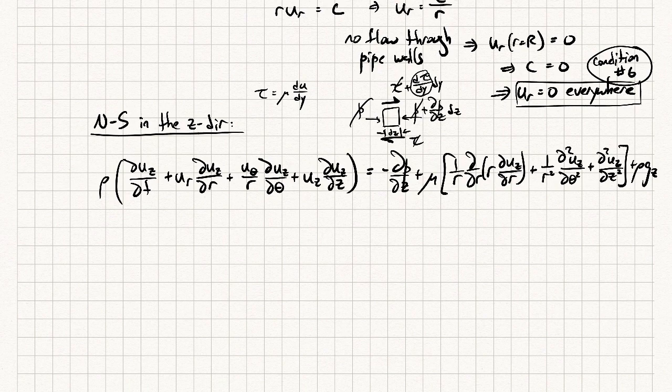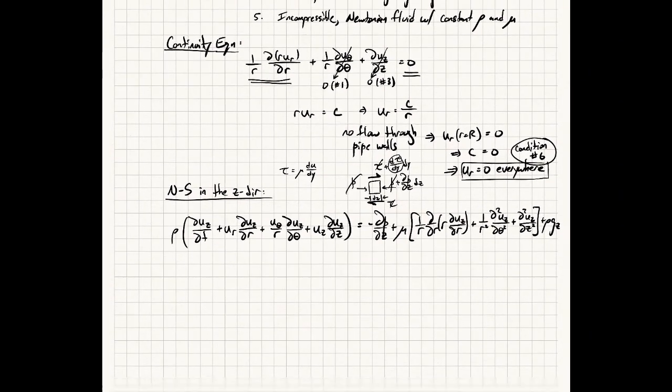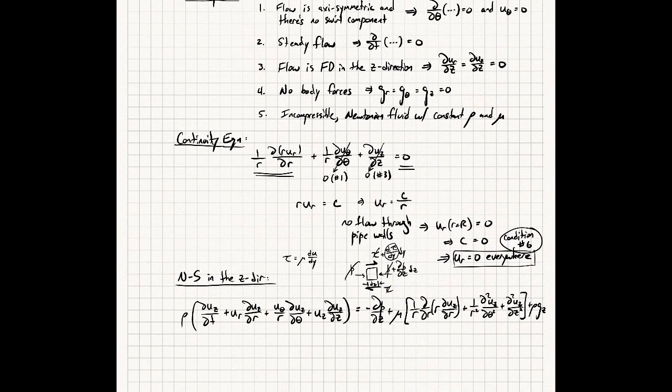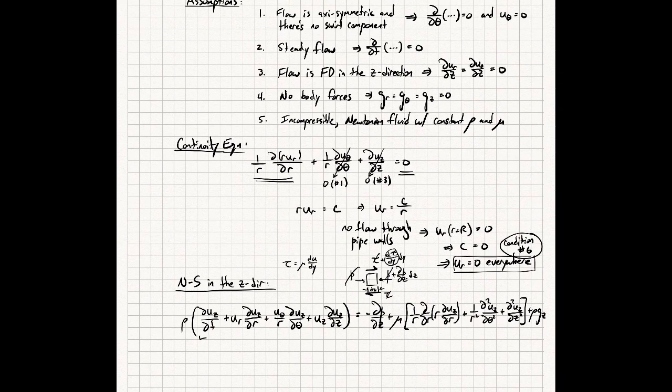All right, so we have this kind of ugly looking expression here. We can go ahead and simplify it by making use of our assumptions. So let's go through that. I'm going to shrink this down so we can see our assumptions a little better. There we are. So the first term is going to be 0 because we have a steady flow. That's number 2.